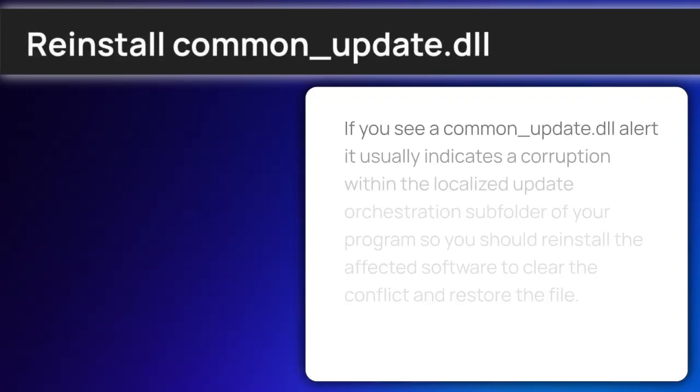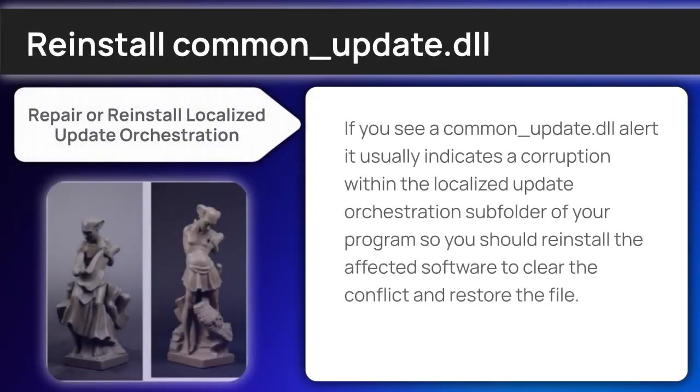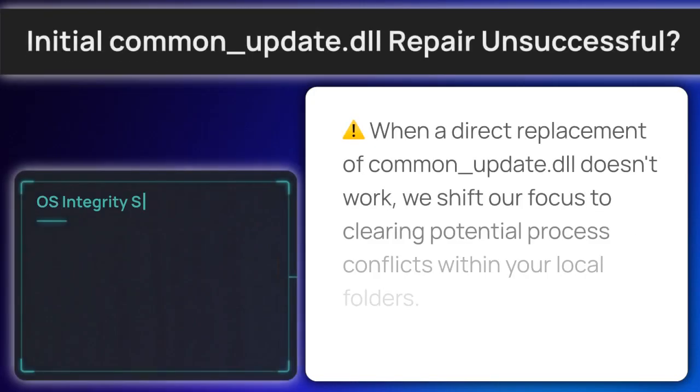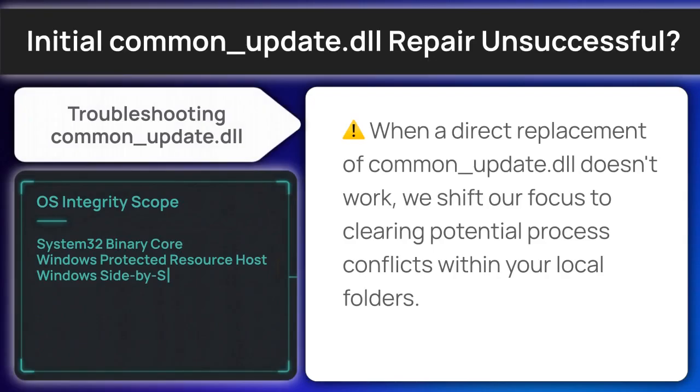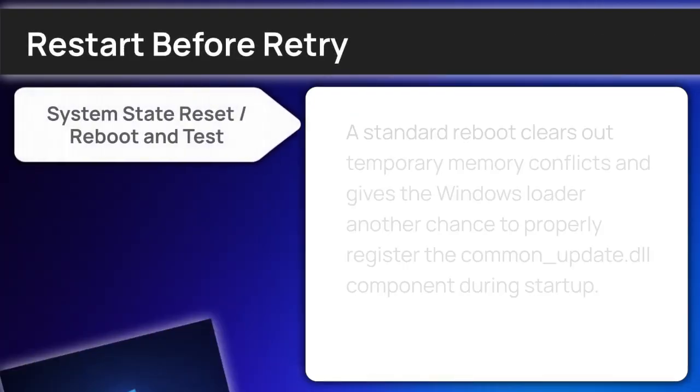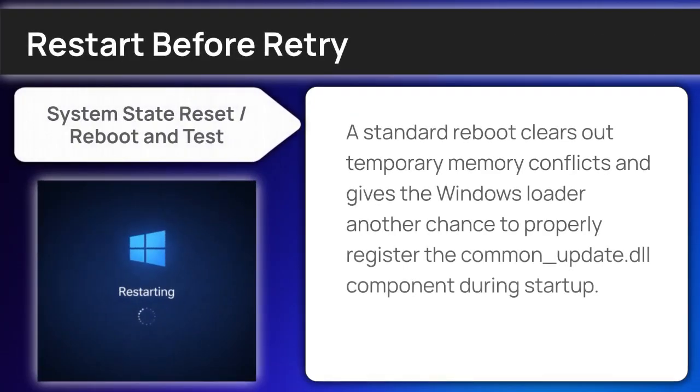If you see a Common Update Module DLL alert, it usually indicates a corruption within the Localized Update Orchestration subfolder of your program, so you should reinstall the affected software to clear the conflict and restore the file. If the application still won't initialize, we need to shift our focus to how the Windows loader is interacting with the library. A quick system restart is a practical way to ensure that all shared libraries, including Common Update Module, are being loaded correctly into the current session's memory.